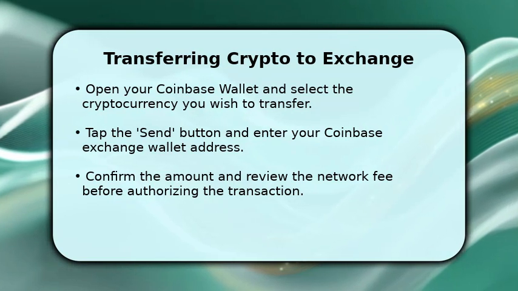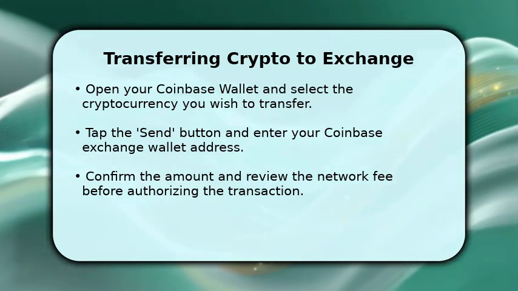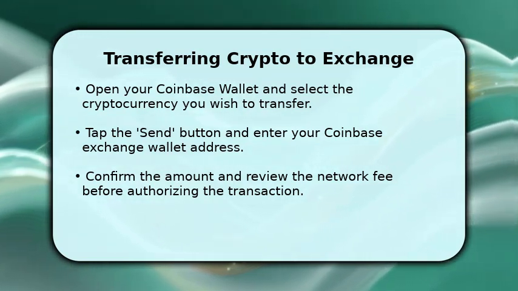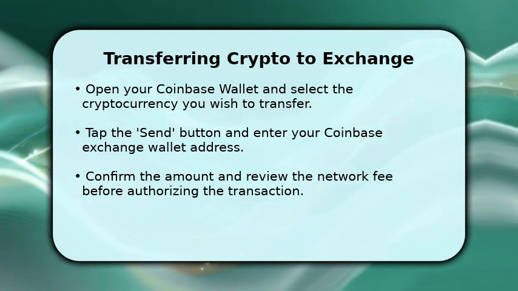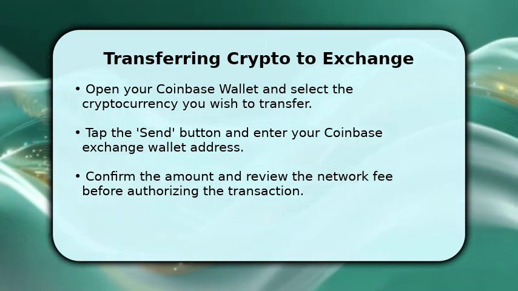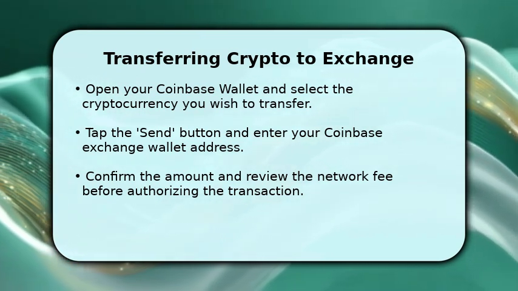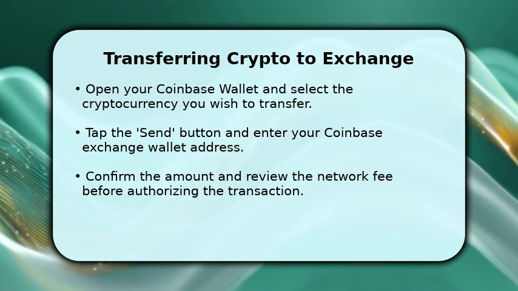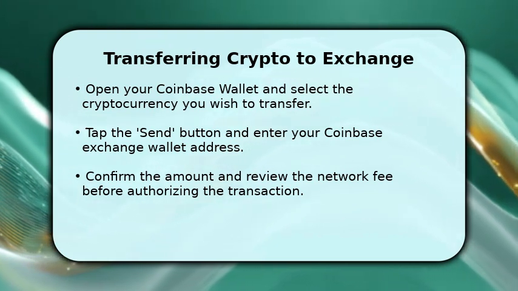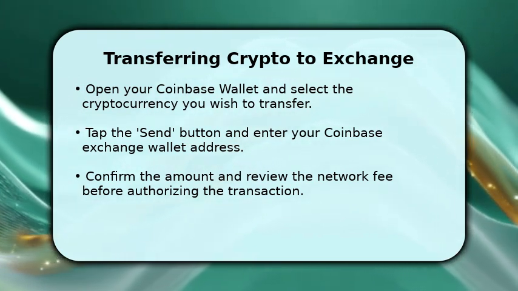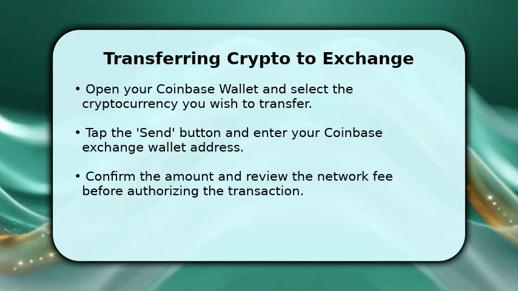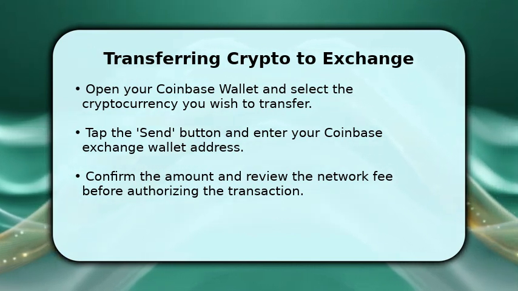Once you're in your Coinbase wallet, select the specific cryptocurrency you want to transfer. Tap the Send button, then carefully paste or scan your Coinbase exchange wallet address for that particular crypto. Enter the amount you wish to send, keeping in mind any minimums or network fees. Always review all the transaction details, including the network fee, before you confirm the transfer to ensure accuracy.